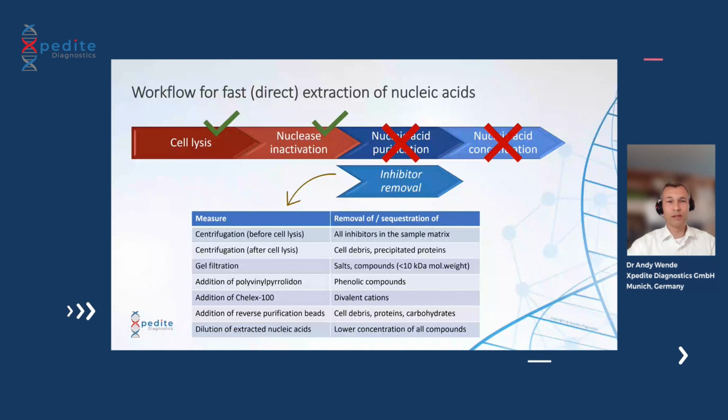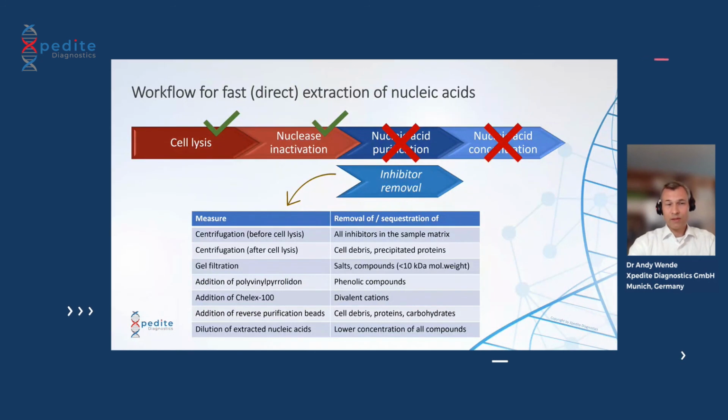so that they can't disturb your assay anymore. Another way of doing centrifugation is after the cell lysis. When you have your cell debris or precipitated proteins, you would centrifuge them down and use the supernatant, which contains the nucleic acids, for your assay.